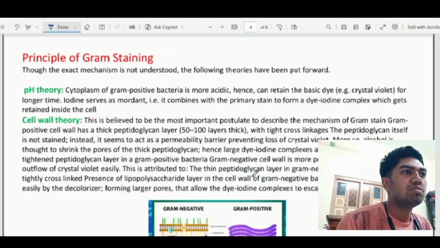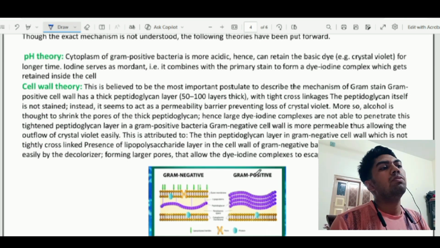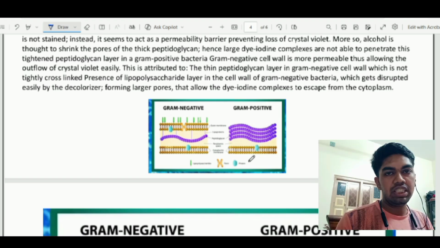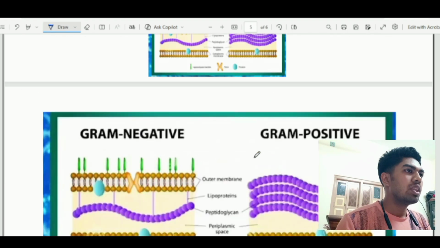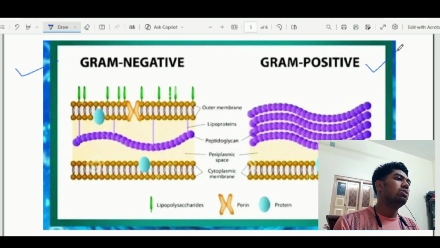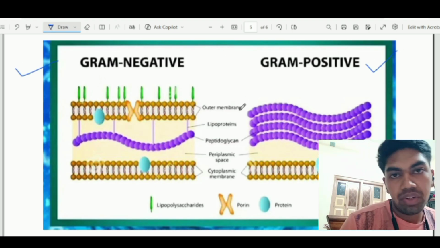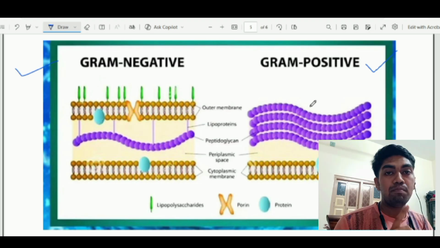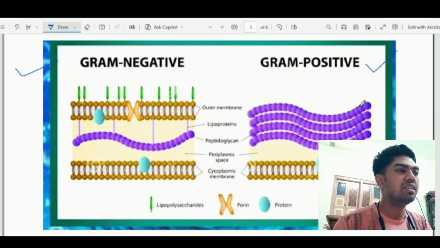Okay, next come to the principle. Now, for the principle, you have to know the structure of gram positive bacteria and gram negative bacteria. So this is the structure of gram negative bacteria and this is gram positive bacteria. The main difference between gram positive and gram negative bacteria is the layer of peptidoglycan. In the gram positive bacteria, the peptidoglycan layer is very thick, and in the gram negative bacteria, the peptidoglycan layer is very thin.